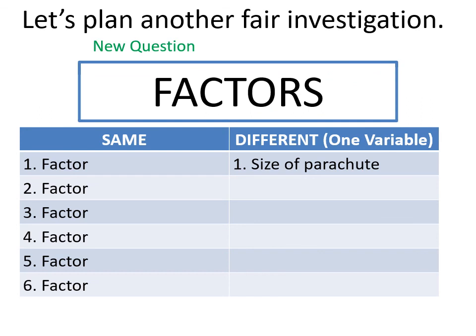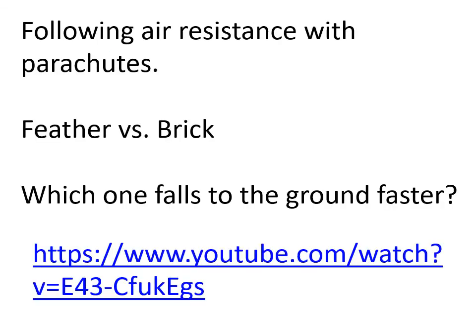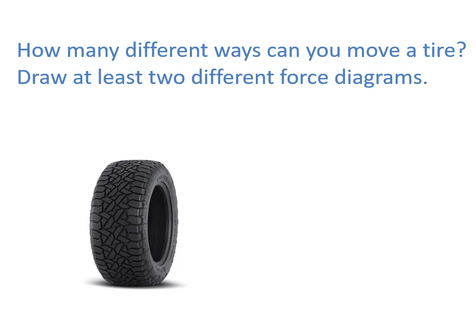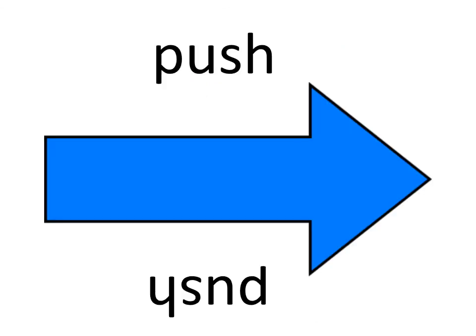So if you were to plan another investigation, what could be your factor? What could be a different factor other than size of parachute? This is a YouTube video you can watch. You can predict a feather or a brick, which one will fall to the ground faster if you drop them. And these are other extra slides that you can look at, but I will go over.